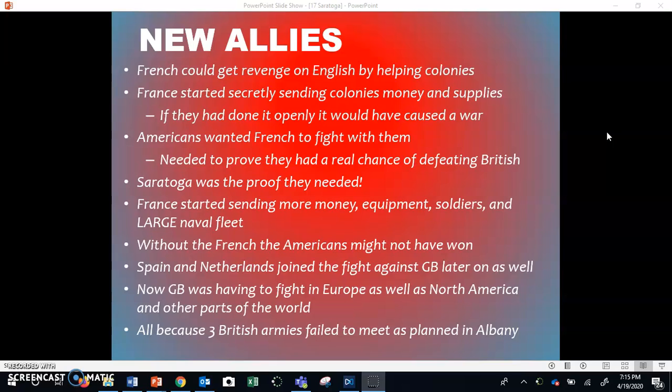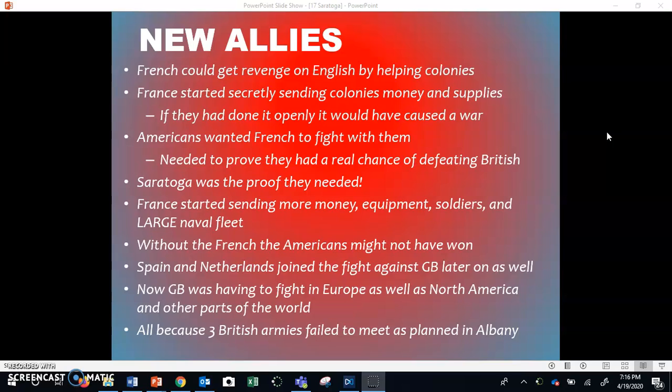But the Americans wanted the French to fight with them. They didn't want just the money and the supplies. They wanted the French to send over bodies. They wanted soldiers. And in order to do so, the French told the Americans, well, you need to prove that you guys have a chance at defeating the British, because prior to the Battle of Saratoga, it did not look like the Americans stood a chance against this British Empire. So the Battle of Saratoga was the proof that the French needed. They recognized that Americans meant business and they had kind of a standing chance at defeating the British.